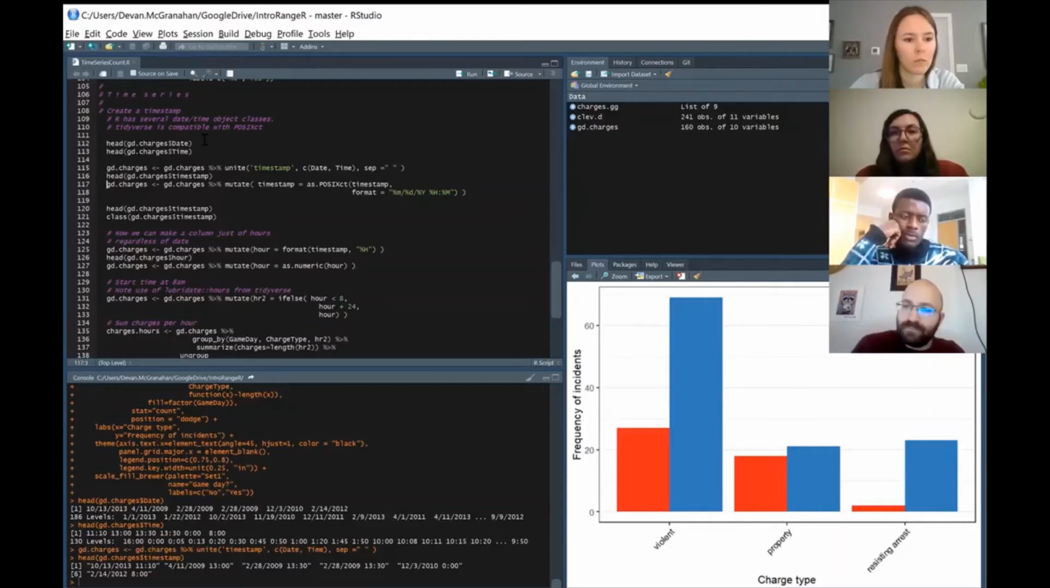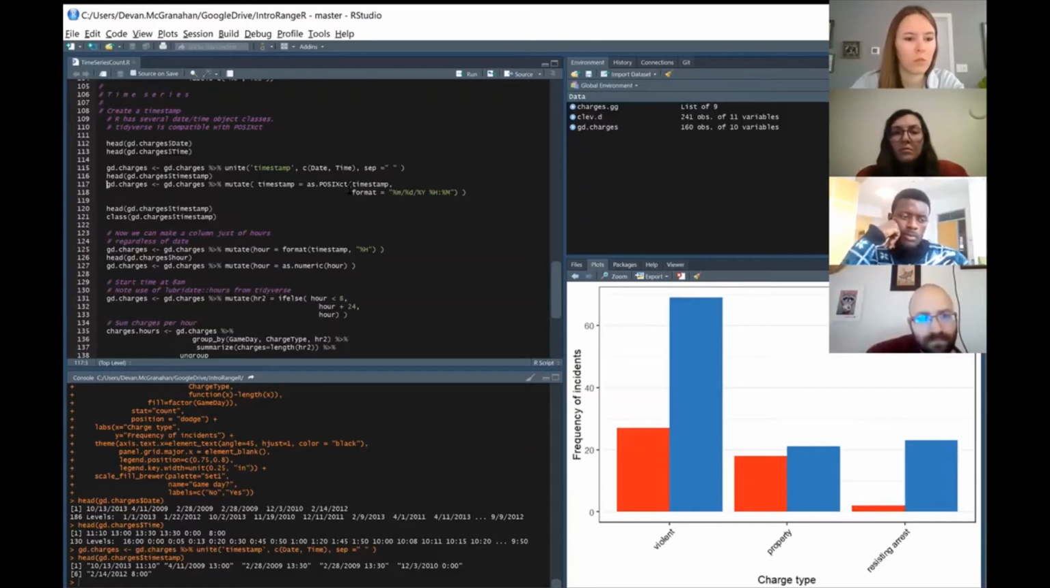But they're tricky. The first thing to do is you have to make it into this class. So that's the as.POSIXct function. You can see it there. We have timestamp is going to be changed. We're going to mutate timestamp into a POSIXct object. You can see we're applying that to timestamp.